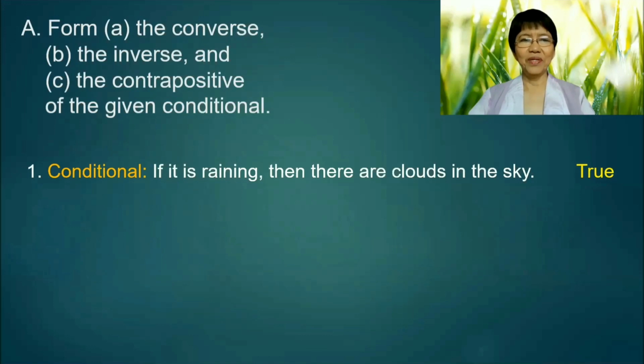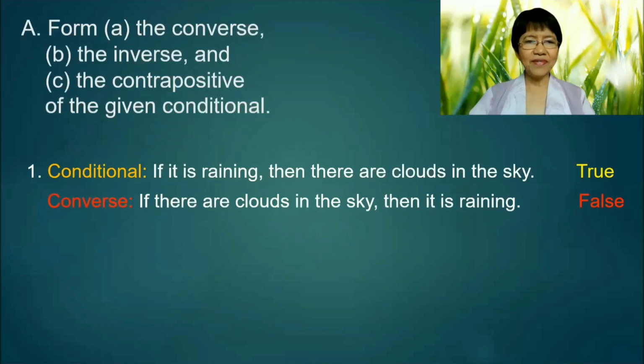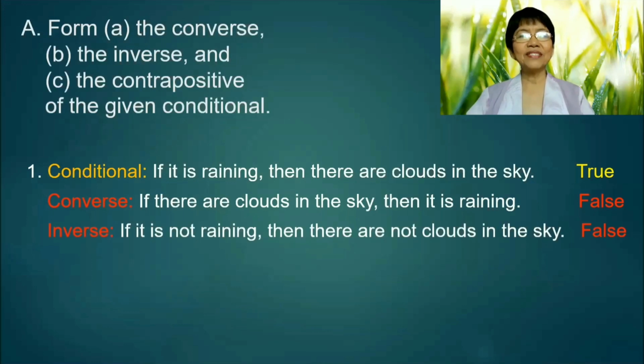Now, we can form the converse, the inverse, and the contrapositive of the given conditional here. So the conditional is if it is raining, then there are clouds in the sky. And that is true. There should be clouds in the sky to enable it to rain. So the converse is if there are clouds in the sky, then it is raining, which is not true. It's false.